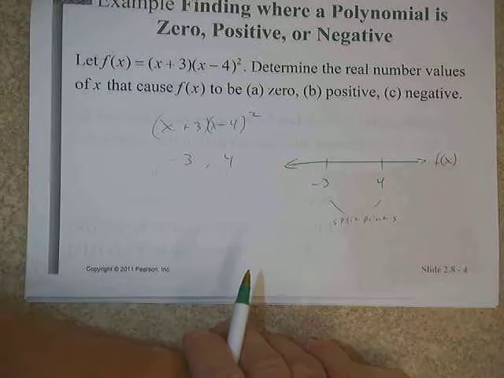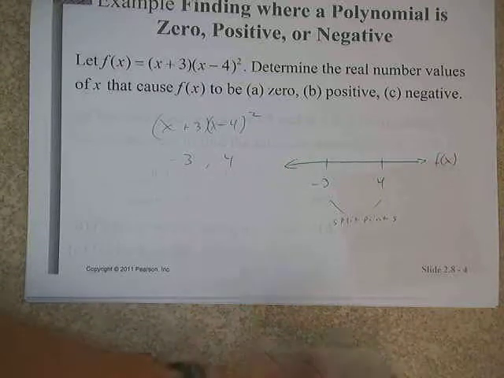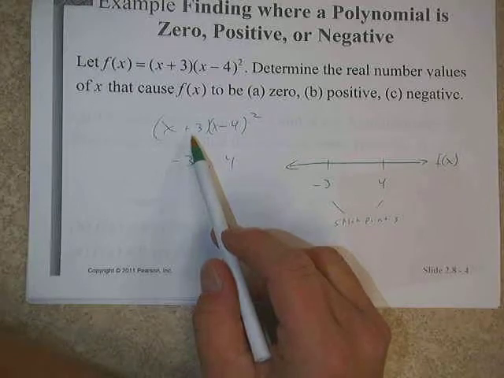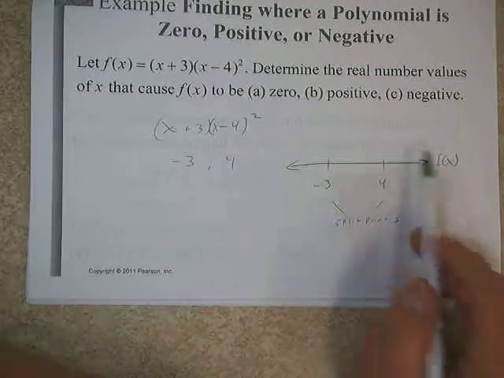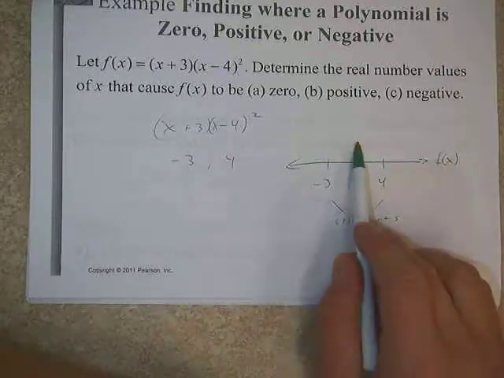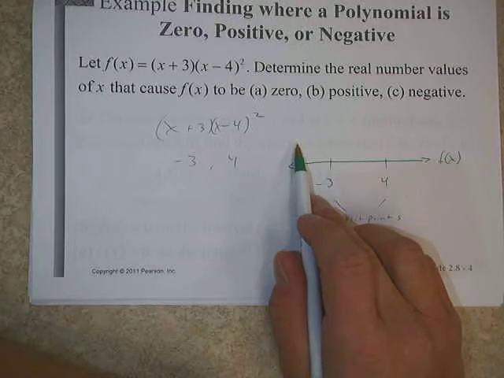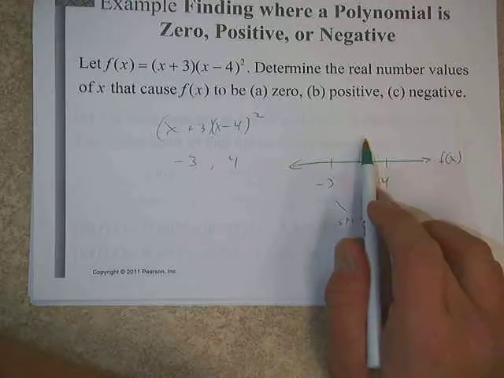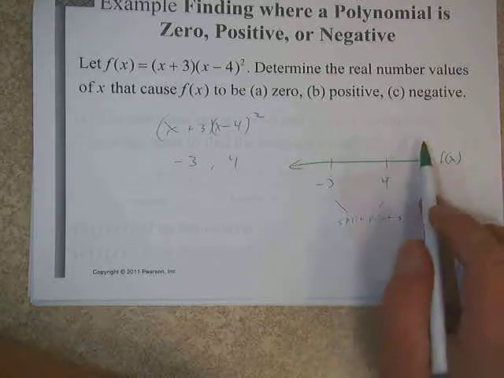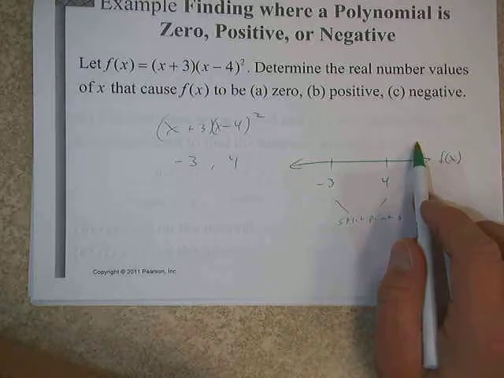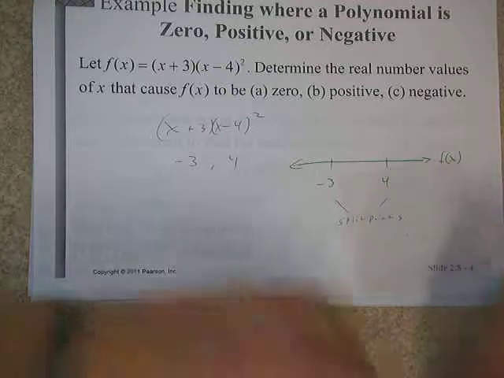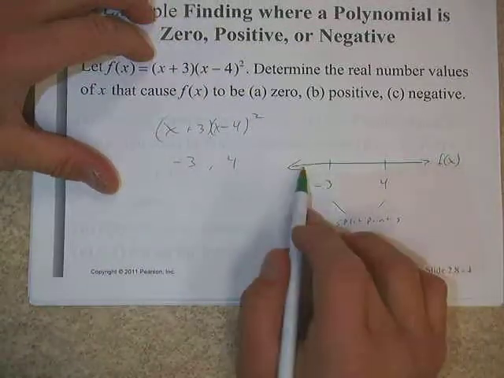So our split points are going to be our zeros. However many zeros we have, we put those on the number line as our split points. Then what we're after is what is going on in between the split points. There are only 3 different areas in this case that we have to worry about: what's going on before we get to negative 3, between negative 3 and 4, and also between 4 and infinity.